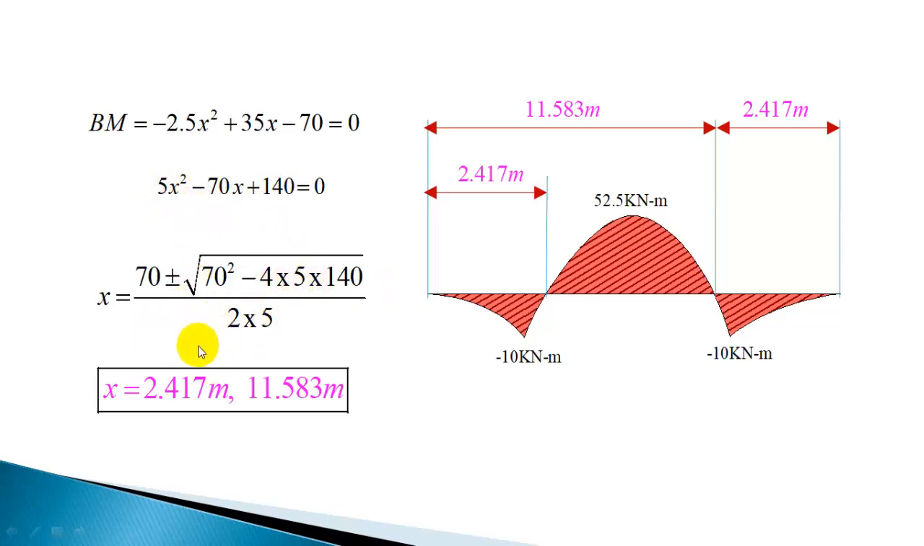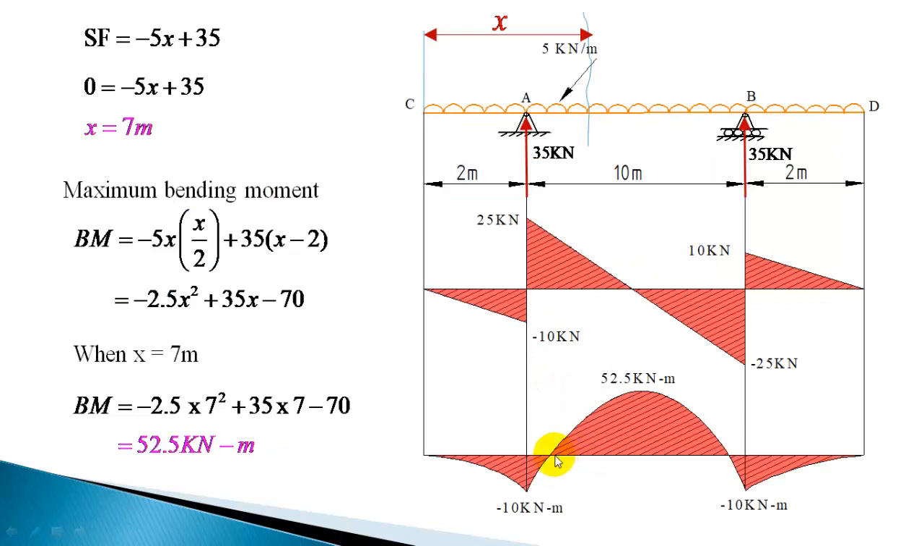So that will give two values, because since it's a quadratic equation, it will give two values, 2.417 and 11.583. So you are getting the distance 2.417, that is the first point, and 11.583. And from the symmetry you can observe the remaining distance from the right hand is again 2.417. So these points are symmetrical. So you got the points of contraflexure. So these points you have located and you can mark in this diagram.